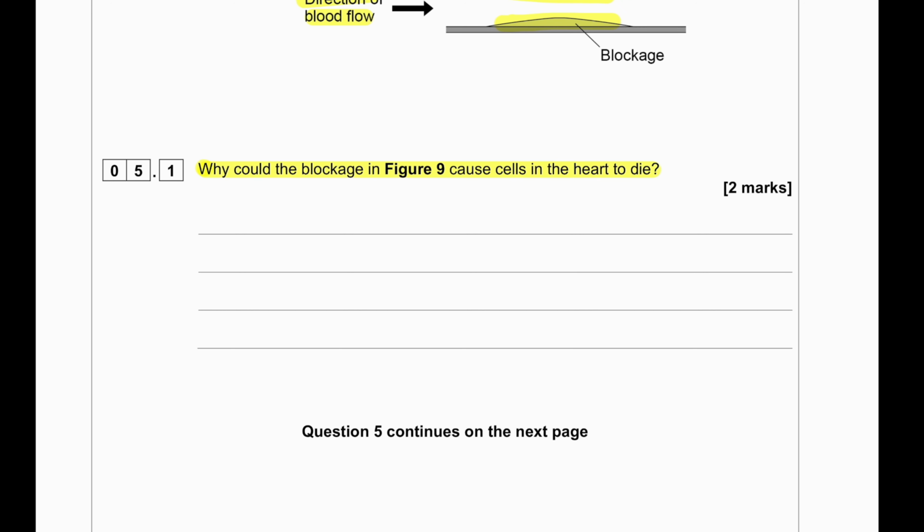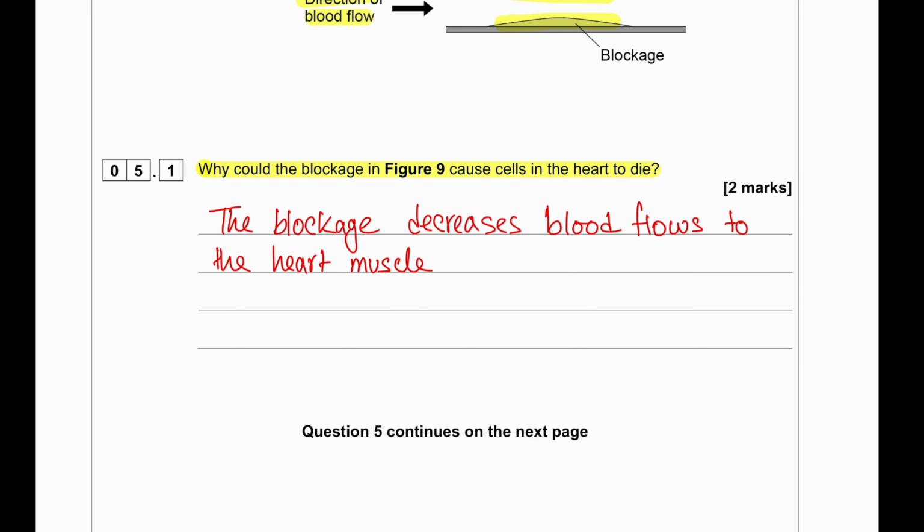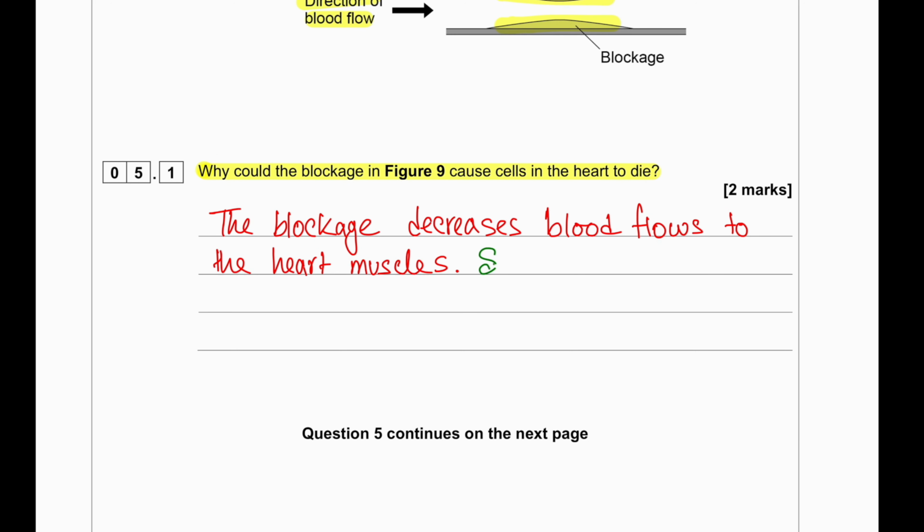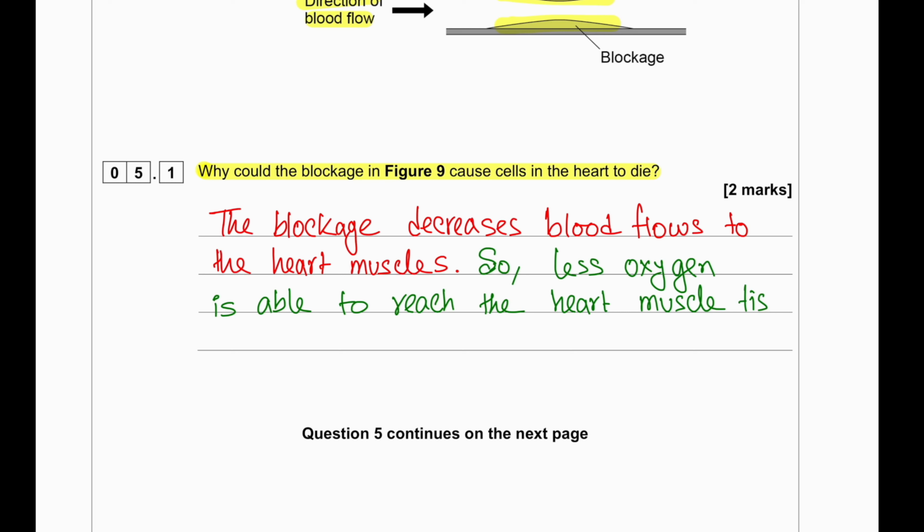The blockage restricts the flow of blood, so less blood flows into the heart muscles and tissues. And since less blood flows, less oxygen reaches the heart muscles and the heart keeps on working, so it slowly produces more and more lactic acid, which then basically kills it. However, we only need to talk about that less blood flows to the heart muscles and less oxygen reaches the heart muscle tissue.